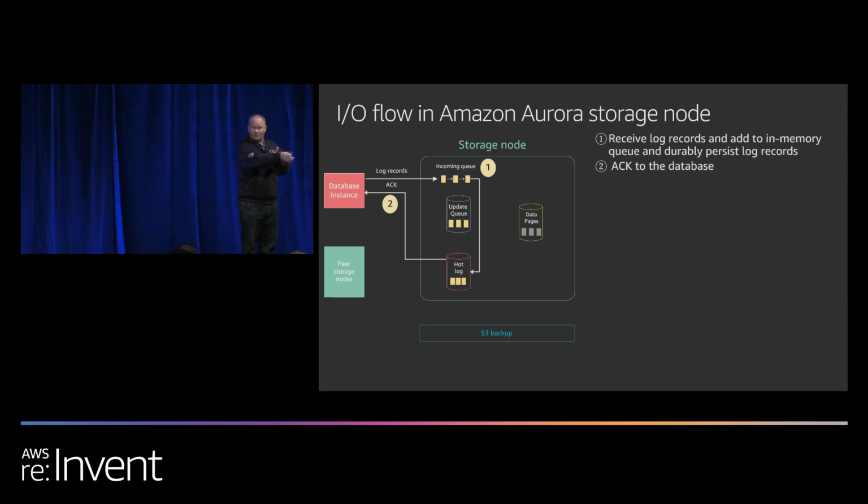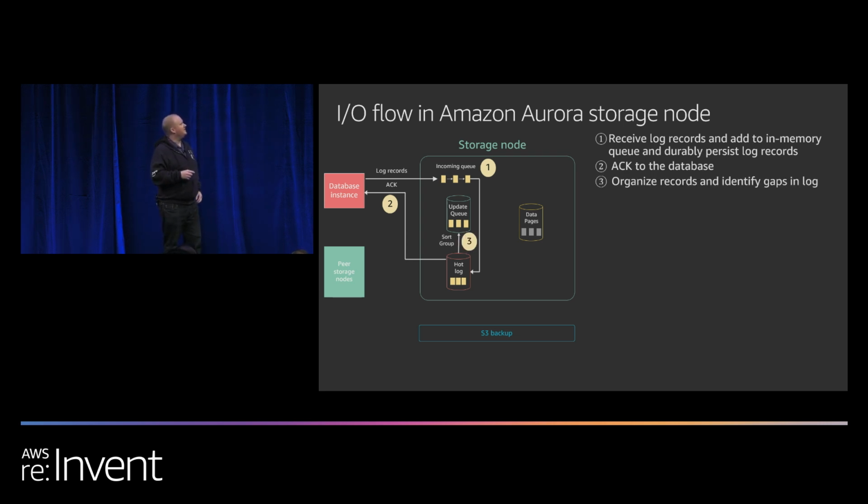And the database instance, by the way, sends this off to 6 storage nodes at the same time. So it's not like it talks to one at a time. It sends it to all 6. And once we have 4 of them saying, I got it, then it knows that it's safe and it can continue. Okay? So this is the only kind of synchronous path. After this, the database instance can move forward.